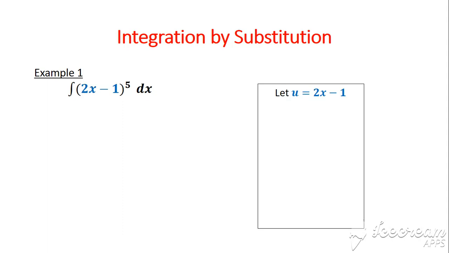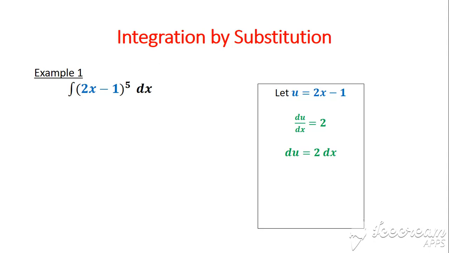All right, we're going to start off and let whatever's inside the brackets be equal to u. U is equal to 2x minus 1. Now, while we're over here doing a little bit of extra work, let's differentiate the u function with respect to x. I know we're doing differentiation in an integration topic, but let's differentiate u to get 2, because the 2x differentiates to 2 and the minus 1 disappears.